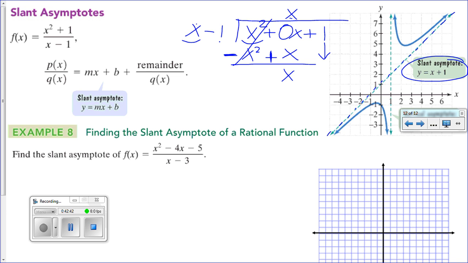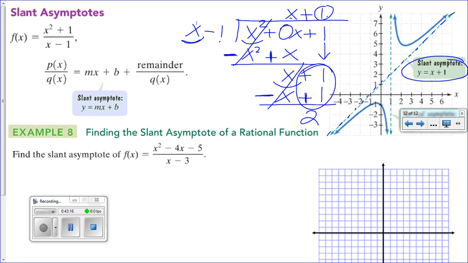We drop the next term, which is a 1, and then we divide again. x divided by x is equal to positive 1. Then we multiply, so 1 times x is equal to x. 1 times -1 is equal to -1. But now we have to subtract, so we change the sign to negative and this one to positive. By doing that, we combine like terms, those two cancel each other, and then if we add 1 plus 1, we get a 2. So in this case, we have a remainder.